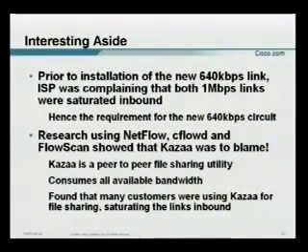Okay, prior to installation of the new 640K link, the ISP was complaining about both 1 meg links being saturated, and therefore they ordered a new 640K circuit. But they actually didn't check and see what the traffic was, and I did a little bit of research when I arrived using NetFlow, CFlowD, and FlowScan, and showed that good old Kazaa was to blame.